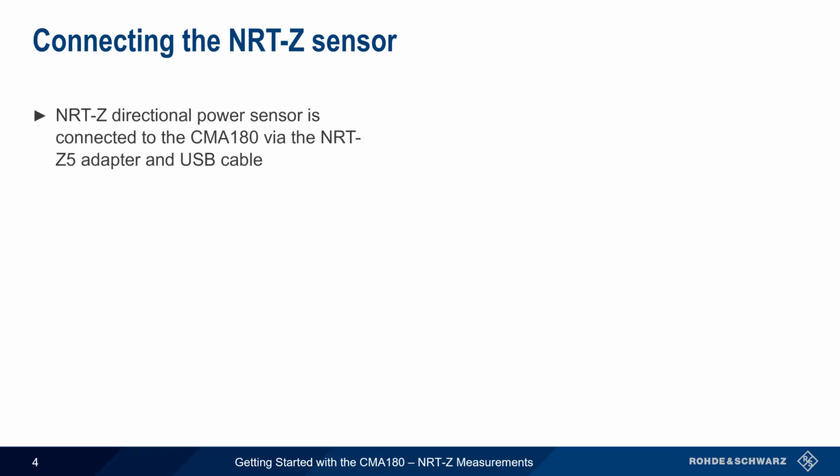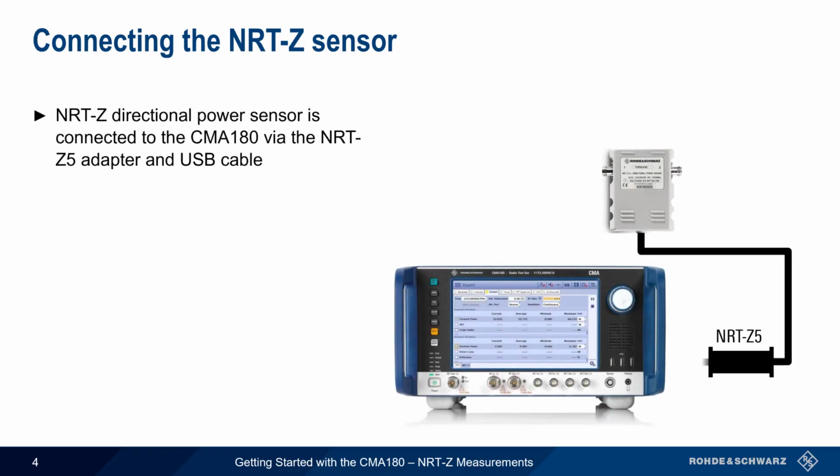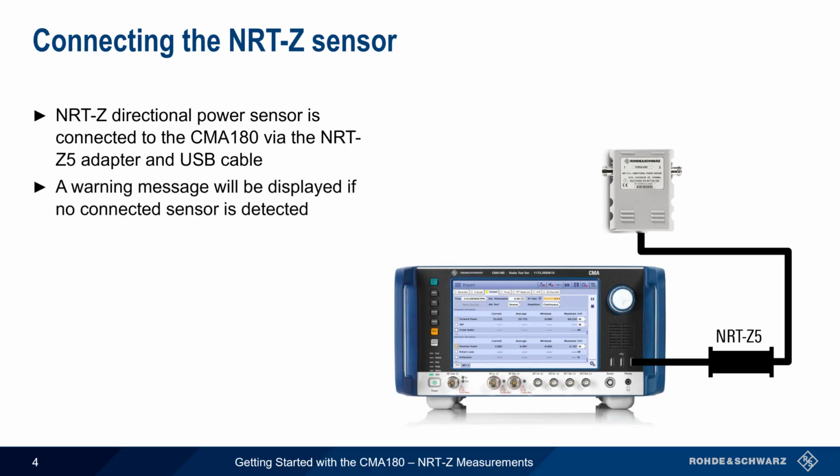The NRT-Z is connected to the CMA180 via an NRT-Z5 adapter and USB cable. If the NRT-Z sensor is not detected, the CMA will display a warning message when measurements are started.